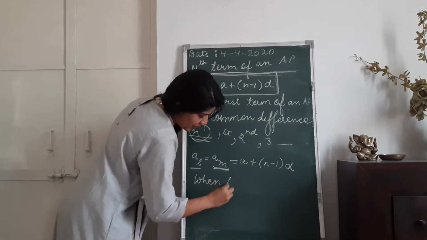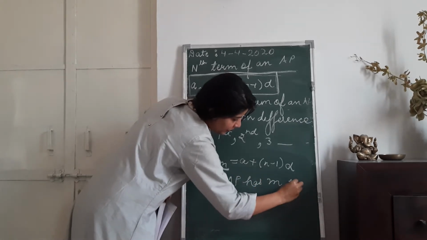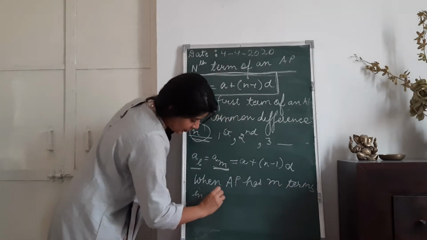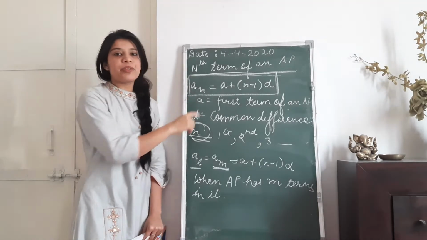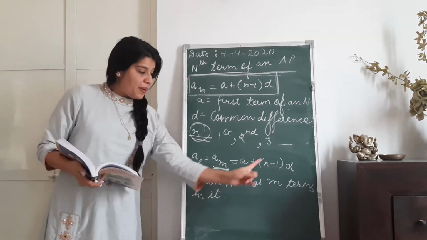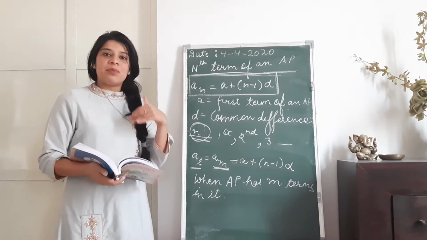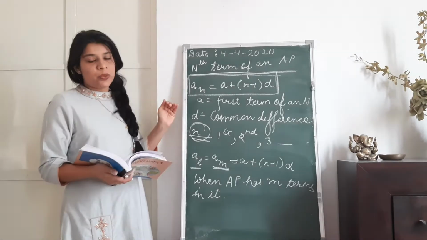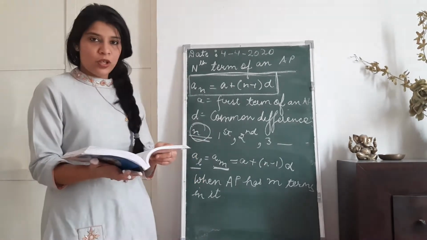When an AP has m terms in it, the formula for this and this is the same, but the nth term is called the general term of an AP, and the mth term, when the AP has m terms in it, is called the last term of an AP. I'm just giving you these notations so that you are not confused when you see them in your textbook. We'll quickly move on to example 3 now.